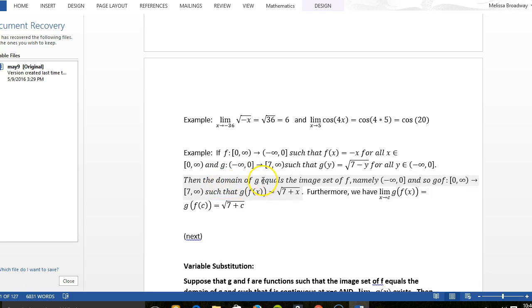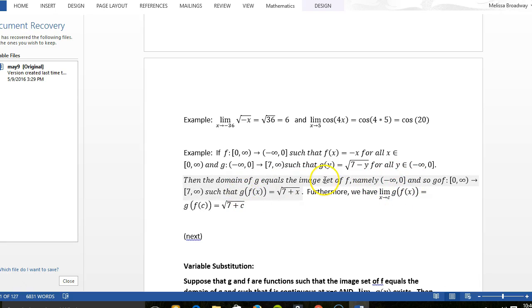So then the domain of g equals the image set of f. Well, yeah, we already talked about that. And also, g compose f is going to have an image set of 7 to infinity also. And these are both going to be bijective functions. So g compose f is going to be bijective. That's true from algebra. And from what we just said, they're both continuous on their appropriate domains, so their composition is going to be continuous on its appropriate domain, which is the same domain that f has.